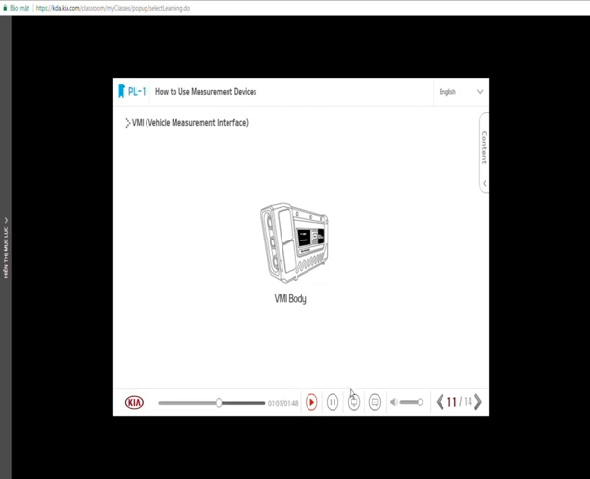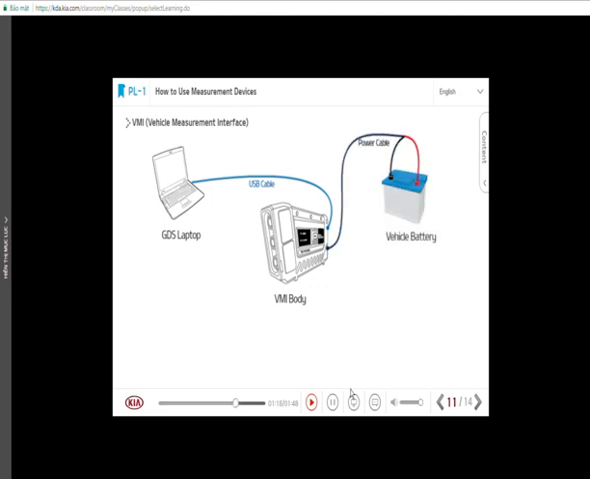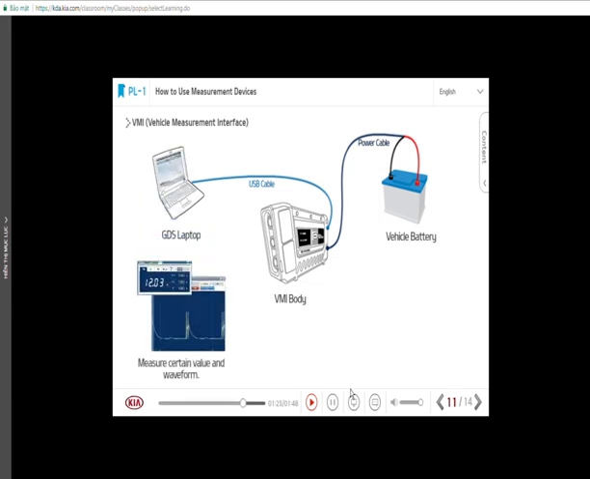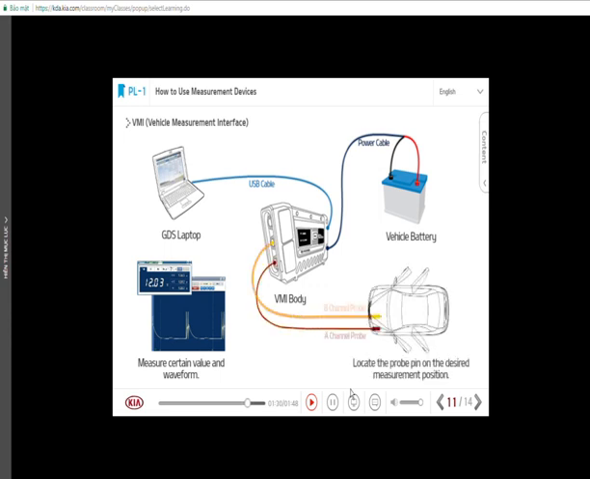Next, we are going to learn about cable connection of the VMI module. First, prepare the GDS laptop, VMI body, and various cables. Connect the VMI body and GDS laptop with a USB cable and connect the vehicle battery and the VMI with a power cable.